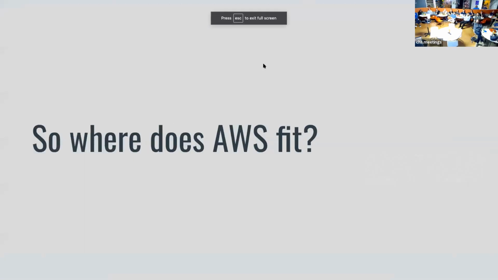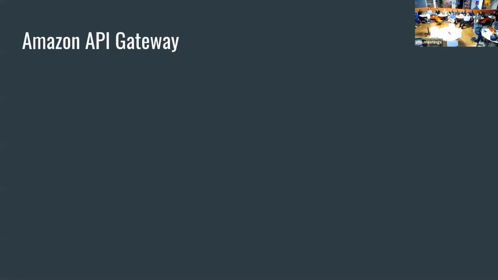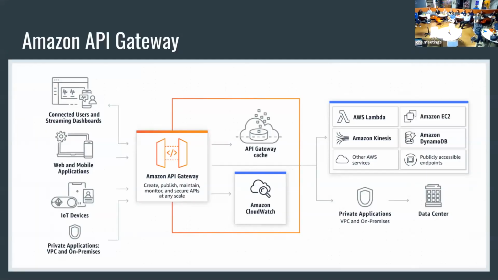So where does AWS fit into all of this, into WebSockets? Like I said, this is an AWS Meetup, but this doesn't have to be just about AWS. But in this case, Amazon released an update to its flagship API gateway. It's called Amazon API Gateway.